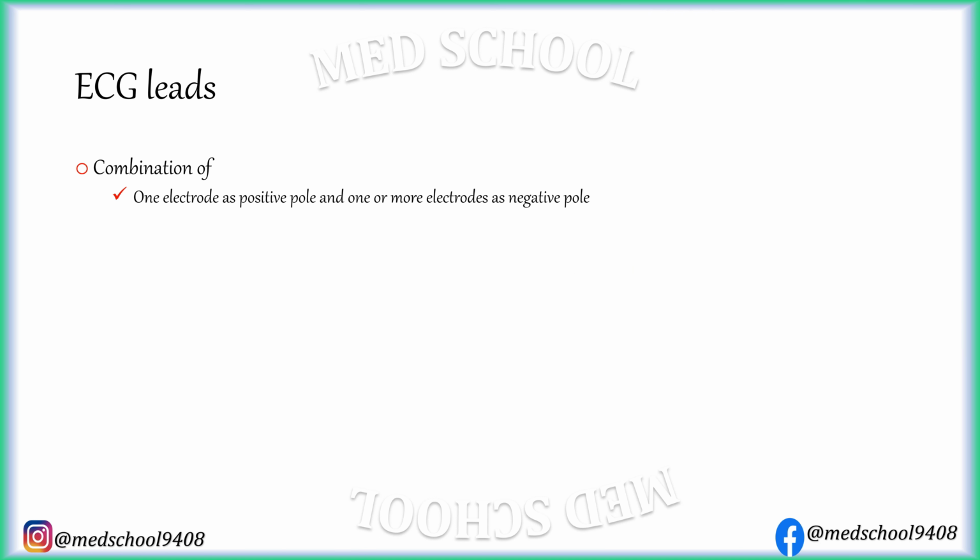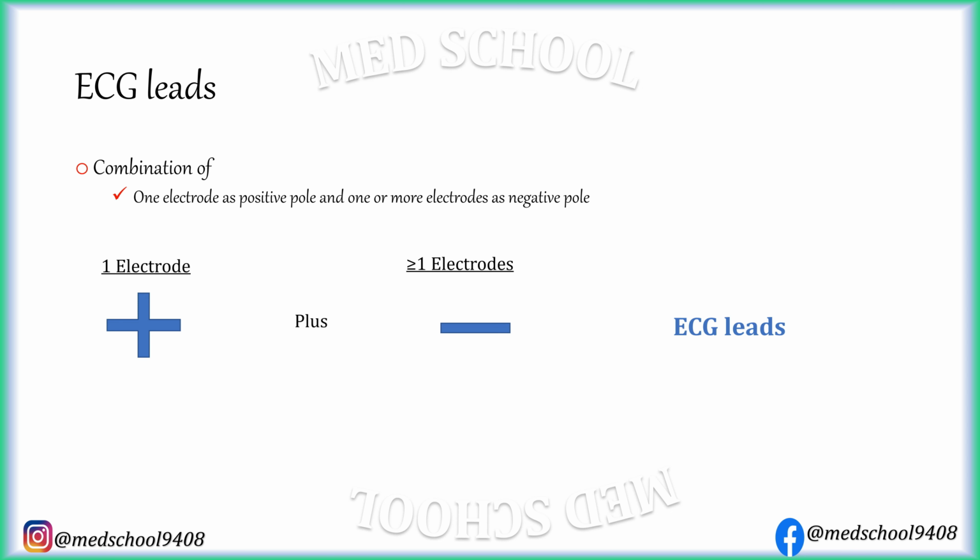An ECG lead is a combination of one electrode acting as a positive pole and one or a combination of more electrodes acting as a negative pole. Here I want to emphasize the fact that the positive pole is always formed by a single electrode, but the negative pole can be formed by one or a combination of more electrodes in an ECG lead.